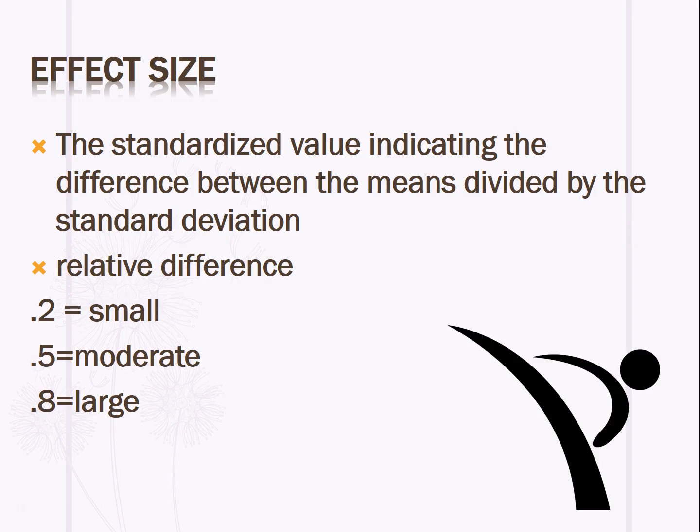Effect size is the standardized value indicating the difference between the means divided by the standard deviation. It refers to the relative difference between the study variables. Typically, 0.2 is a small effect size, 0.5 is a moderate effect size, and 0.8 refers to a large effect size.